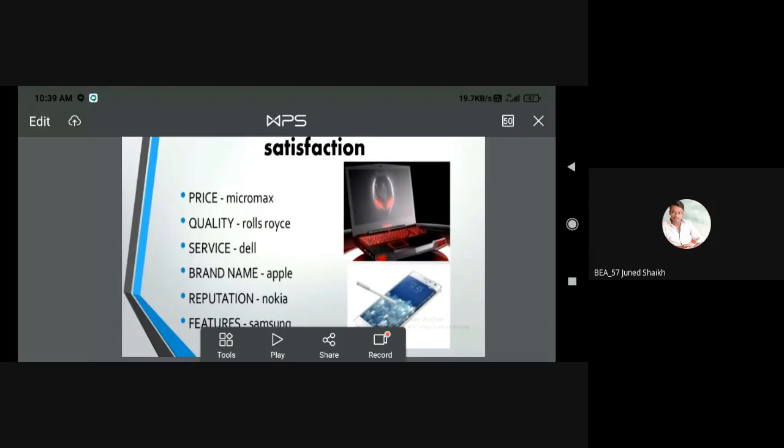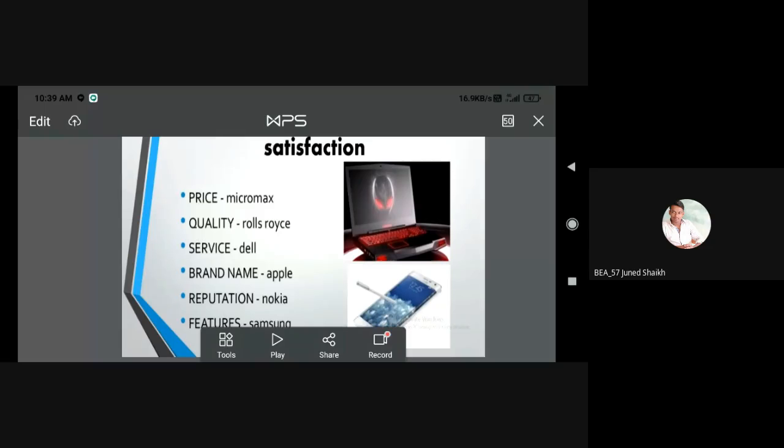Okay, so quality: Rolls Royce. Okay, for example the branded products that are there, for example Mercedes Benz, Audi. Customers are only expecting quality. They are not considering the cost of that product. They are only expecting better quality. So some products are like that.